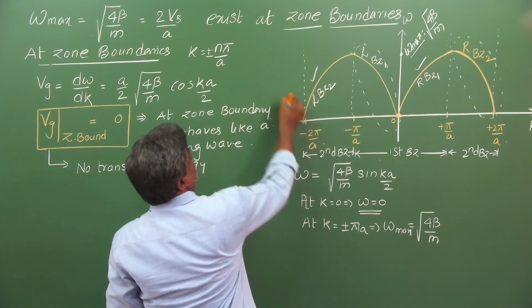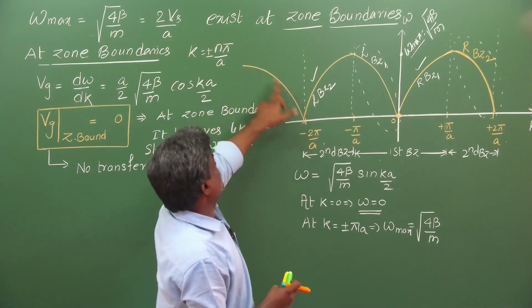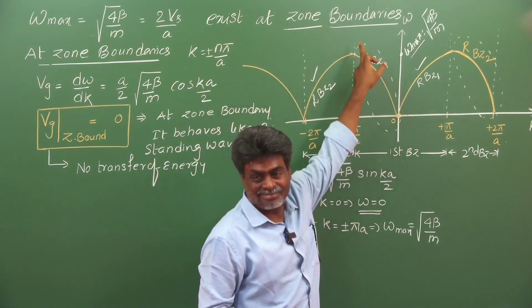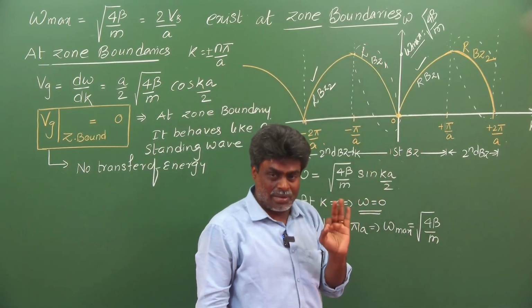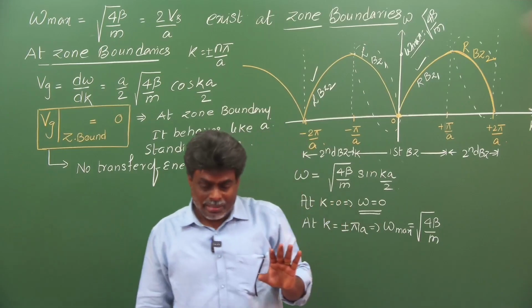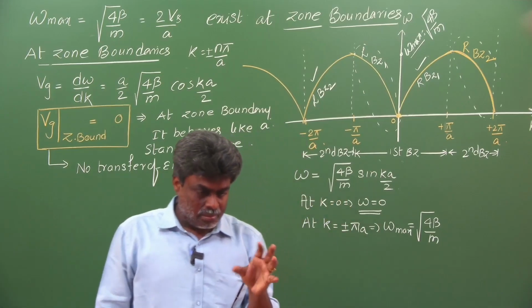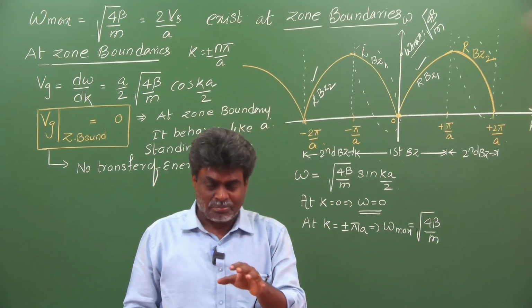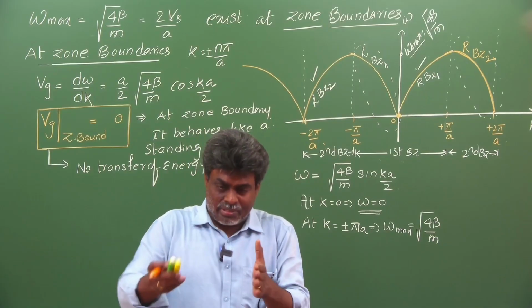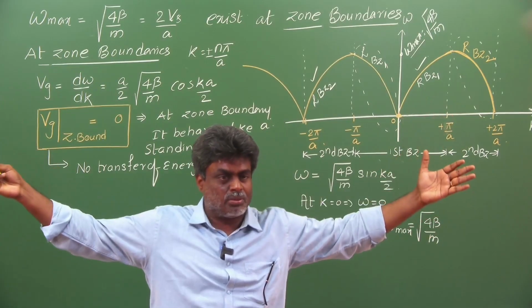Now see, this will be in the third. So this is the shape you have here. I hope you understand what I am saying. So that means what? This is called extended Brillouin zones. That means we are having so many Brillouin zones.